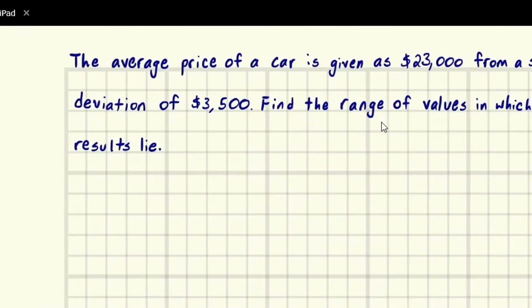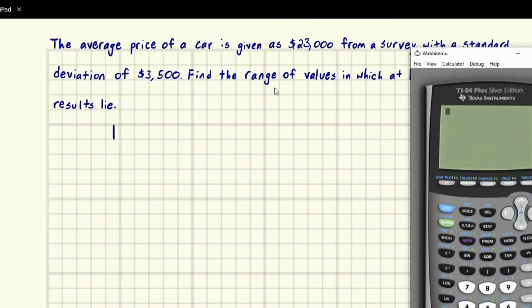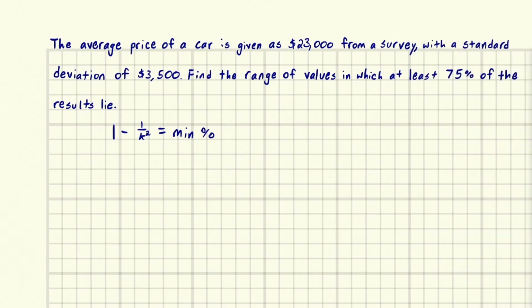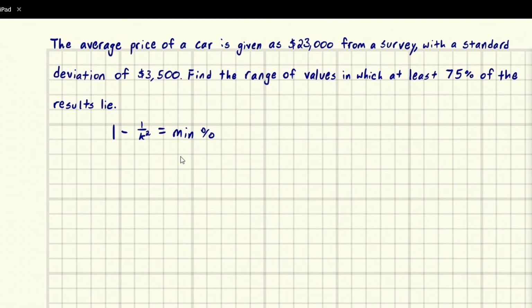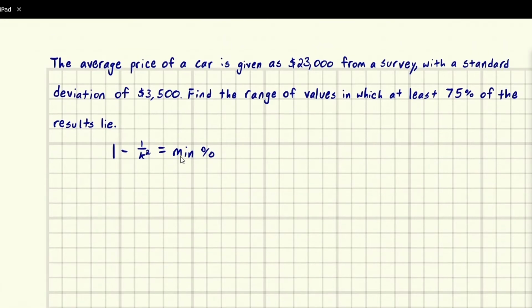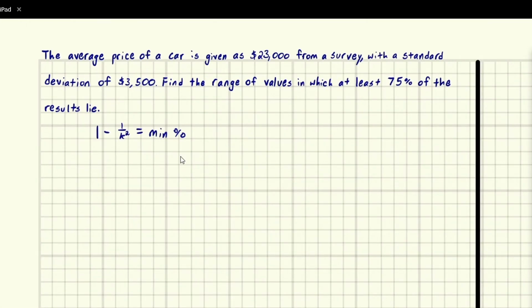So Chebyshev's theorem says that if we have 1 minus 1 over k squared, this is going to be equal to the minimum percentage for the range of values. So this is the formula that we're going to need. You could also just go look in your book and it'll be there. I don't know if you're going to be expected to memorize it or not, but this is what we need.